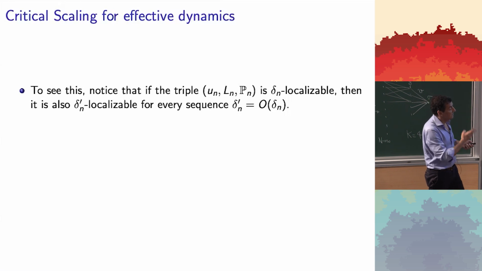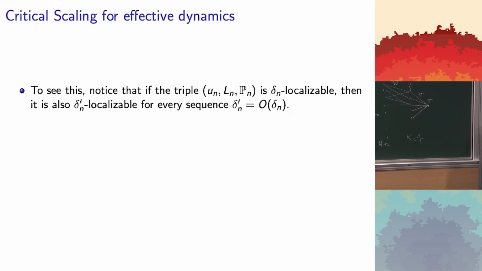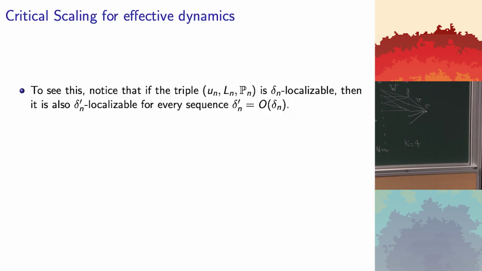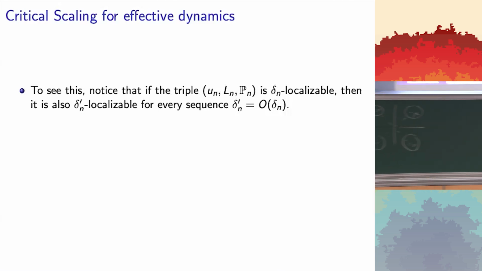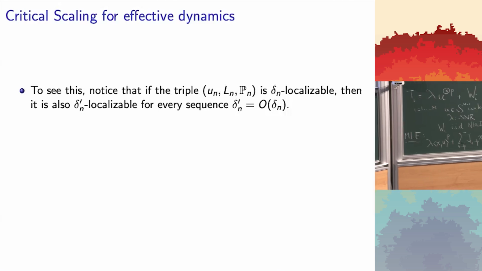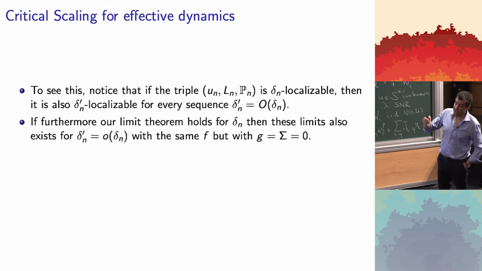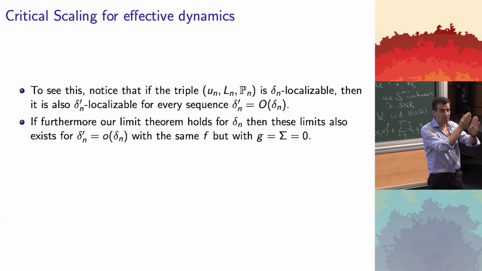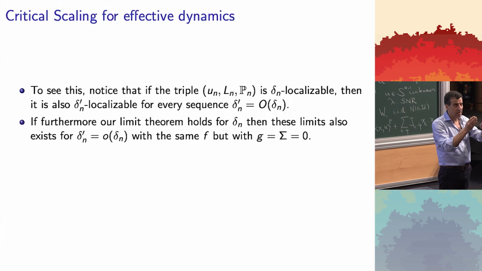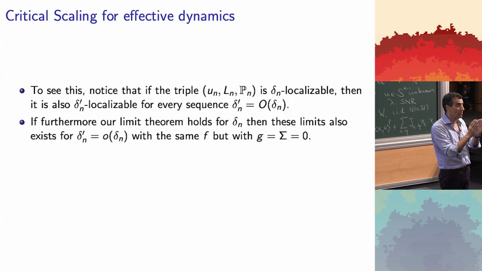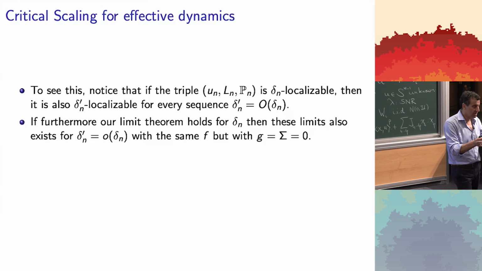To understand this, it's easy to see that the condition I gave you about localizability, if it's true for a delta, it's true for a smaller delta, because everything depended on negative powers of delta. So if something's nice, a smaller delta is even nicer. And it's easy to see that if you have a limit theorem for delta, and you take a much smaller delta, then you will still have a limit theorem, but necessarily the g and the sigma will be 0. It's easy to check. So in this subcritical phase, these extra terms are not there.